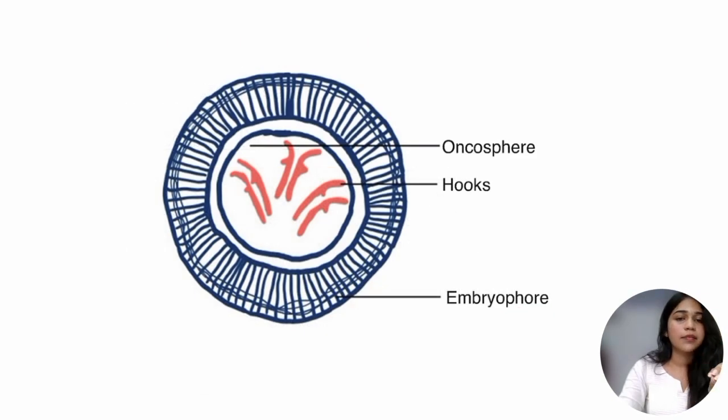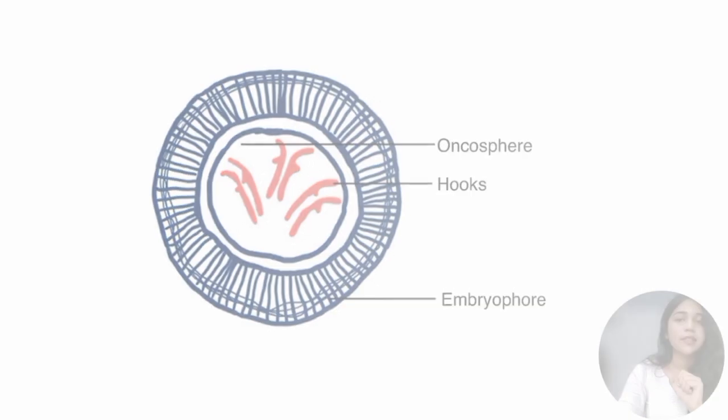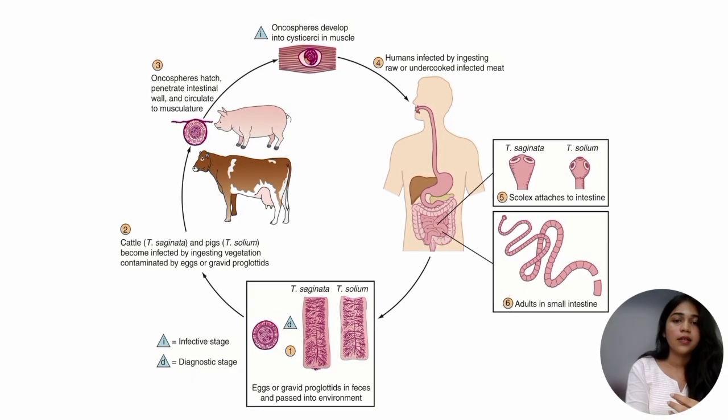So this is the diagram of the egg. As I said already, it has a developmental larval form, the oncosphere, and hooks inside to anchor in the intestinal mucosa, and it has an embryophore. This embryophore protects the oncosphere from any harsh environment, acting as a protective cover in total. So let's move to the life cycle. Next we'll see the life cycle.